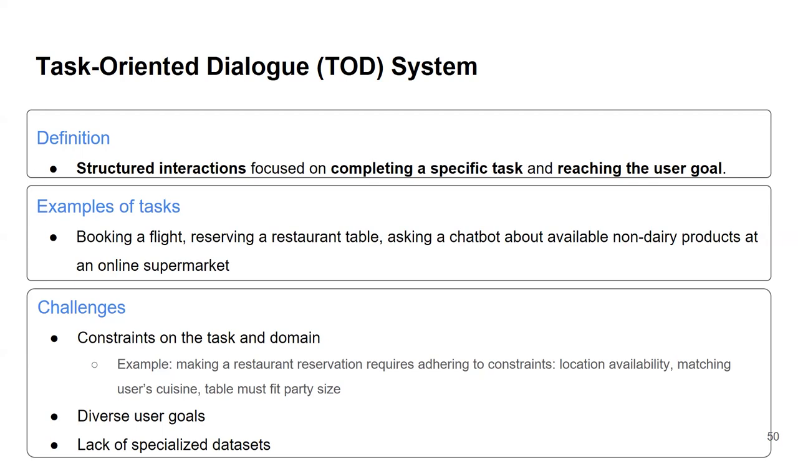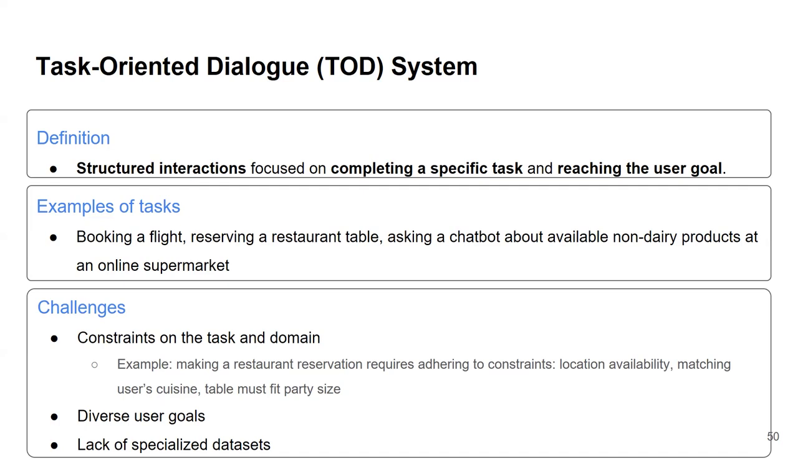For example, let's suppose that you want to make a reservation at a restaurant. The specific task in this problem is reserving a table at a restaurant, but the user goal can be that you want a table for 8 p.m., you want it to have Italian cuisine, and you want it for 8 people, for example. The whole idea is that the closer you get to reaching this user goal, the more you get maximum user satisfaction.